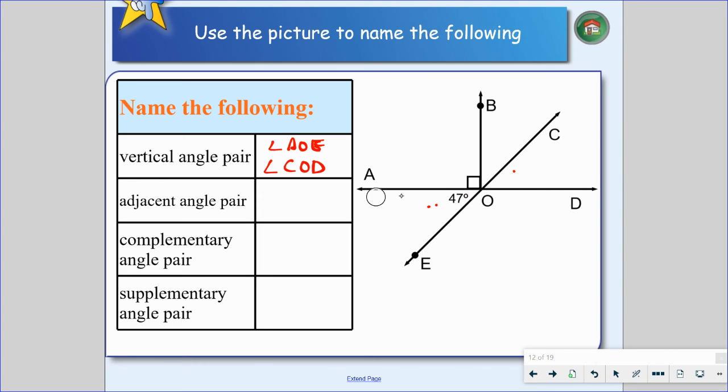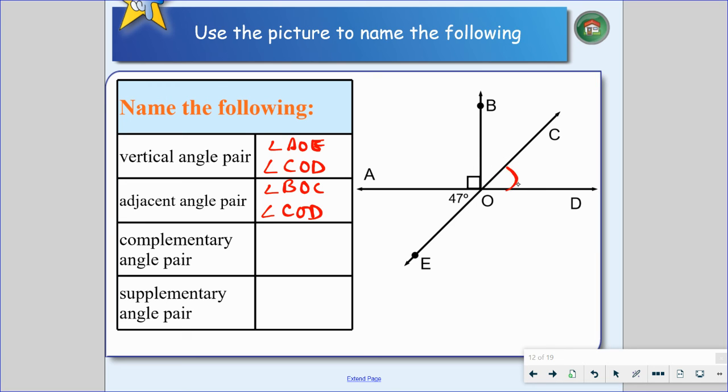What about adjacent angle pairs? Now there's all sorts of different examples on here, ladies and gents. So for instance, we can name angle BOC with angle COD. Now again, that looks like they're the same measurement, but they're actually not. So that's why I use 2 tick marks for one, 2 tick marks for the other. But again, there are all sorts of different examples, right? Here I chose angle BOC and angle COD, but you could have listed any other ones, for example.